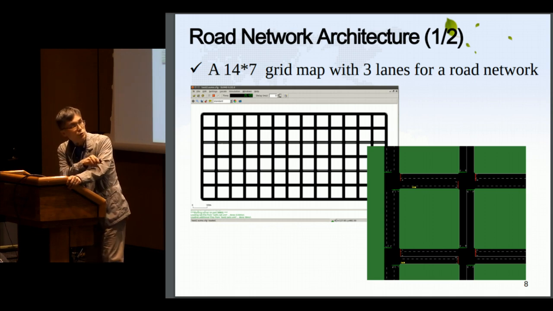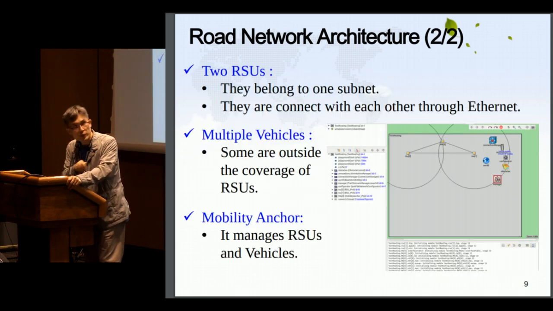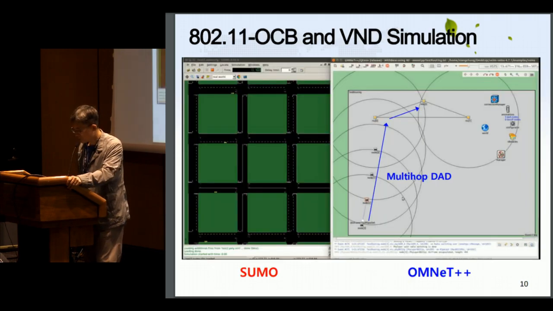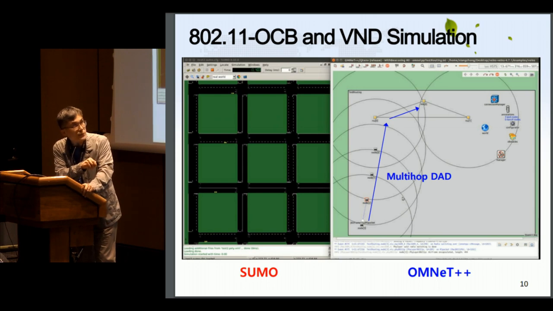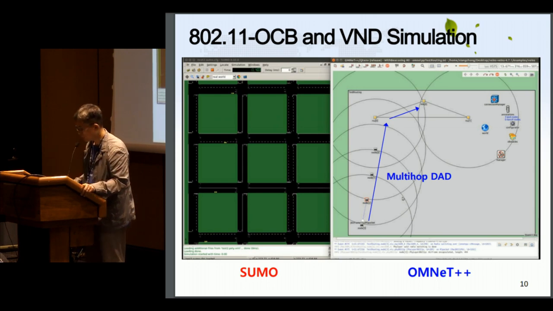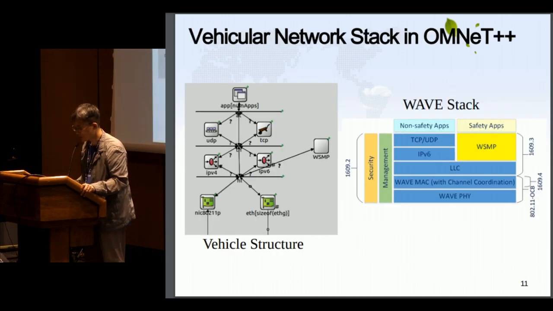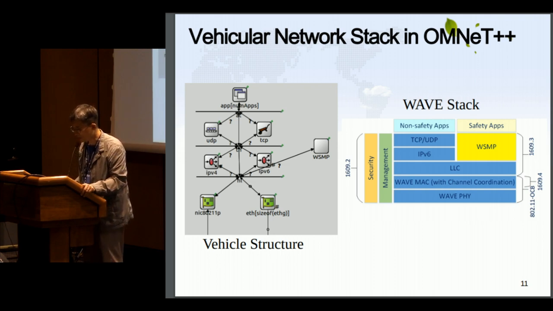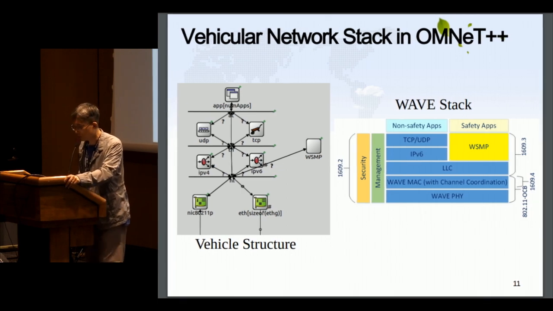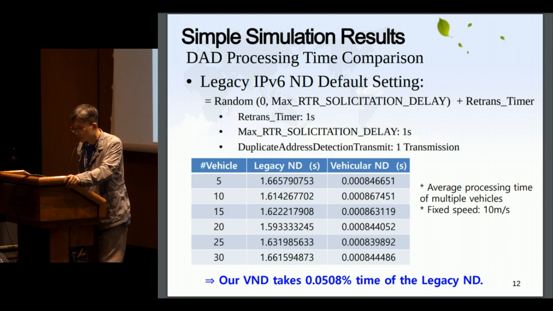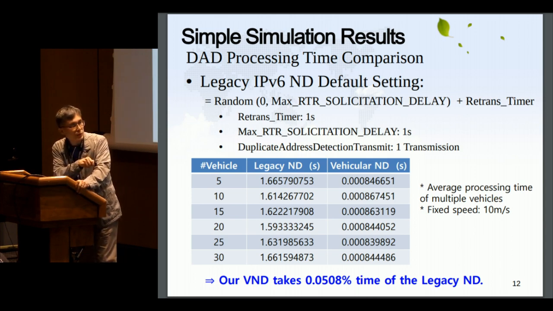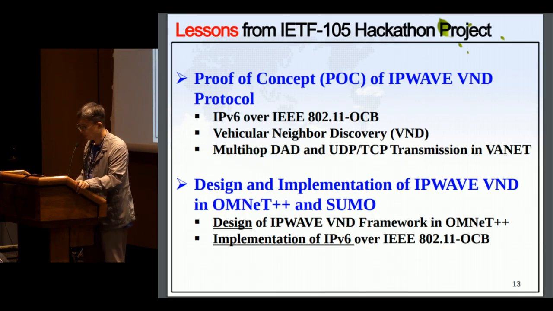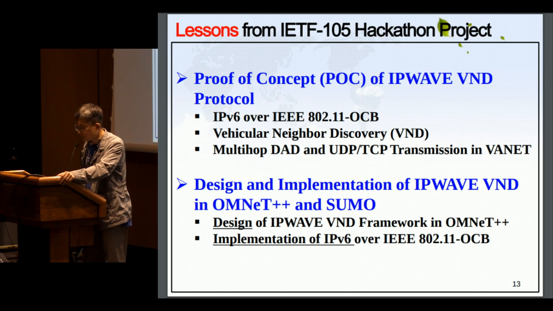We proved this using simulation. This figure shows SUMO for a road simulator, and we also use OMNeT++ for the network simulator. You can see we use a three-hop multi-hop DAD to reduce the DAD delay, and we can also start a TCP connection quickly. This is the protocol stack. On the left-hand side you can see the wave protocol stack. This is the IP. This is the wave short message protocol for safety. We implemented the logical link layer and IP version 6 over 802.11, and also neighbor discovery. The simulation result is that our neighbor discovery can reduce the delay of the legacy neighbor discovery. During the weekend, we learned the proof of concept, IP wave, OCB, and vehicular neighbor discovery can work for the multi vehicular network.